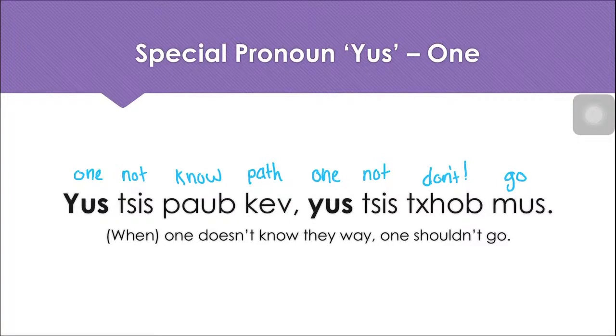So here we have a sentence example. You chỉ bao给, you chỉ cho mù. Again, you chỉ bao给, you chỉ cho mù. So if one doesn't know the way, one shouldn't go.